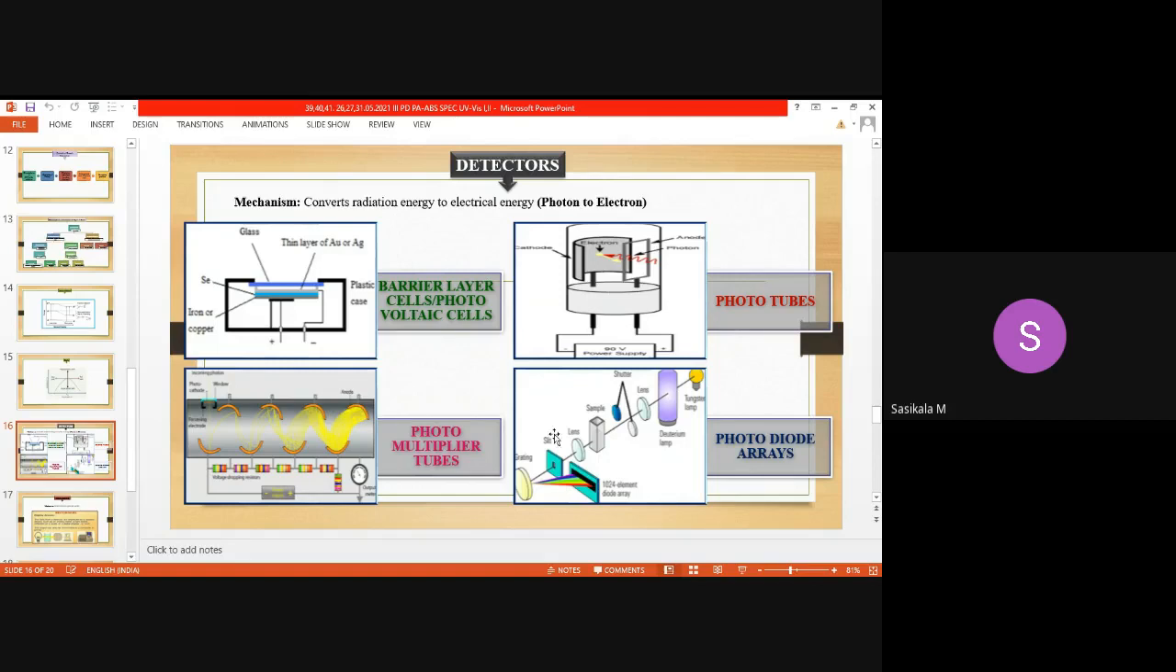Okay, so what are the types of detectors? There are 4 kinds of detectors you can find for UV visible spectrophotometric analysis. One is the barrier layer cell or photovoltaic cell.